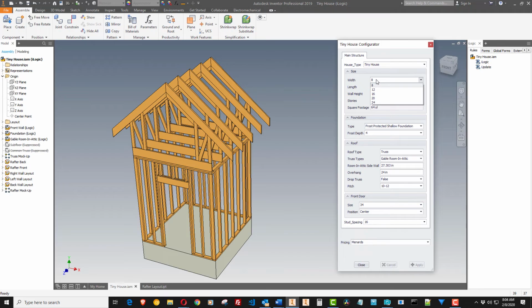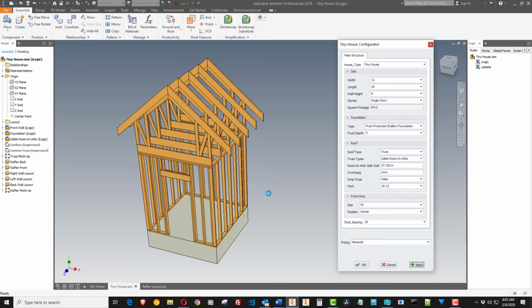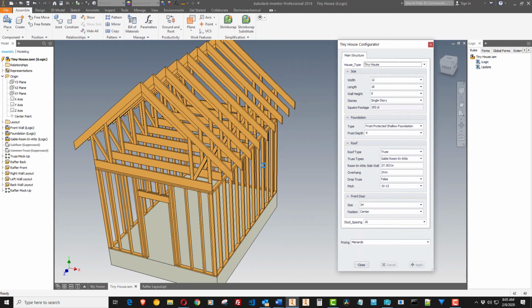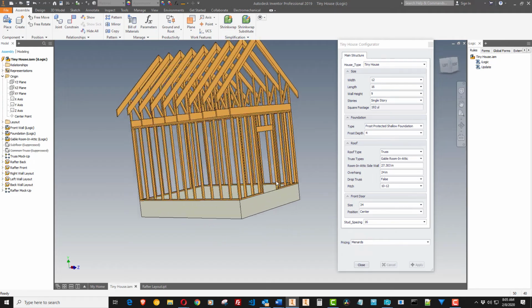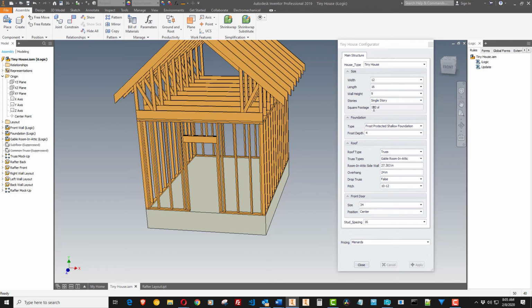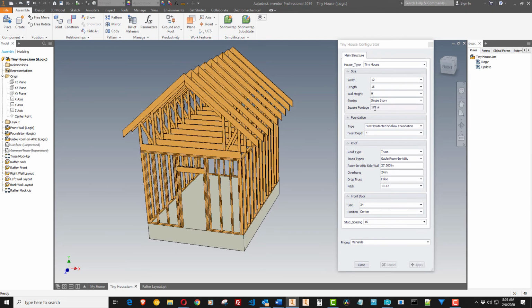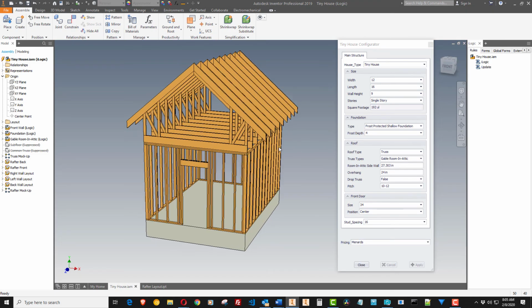So let's just change this size a little bit, maybe 12 by 16. Oh, actually I went 12 wide. Oh, that'll be interesting to see. Oh, yeah, that's what I wanted to do. Well, there you have a tiny house right there. And it shows that the square footage is 192, but that does not include this upstairs.